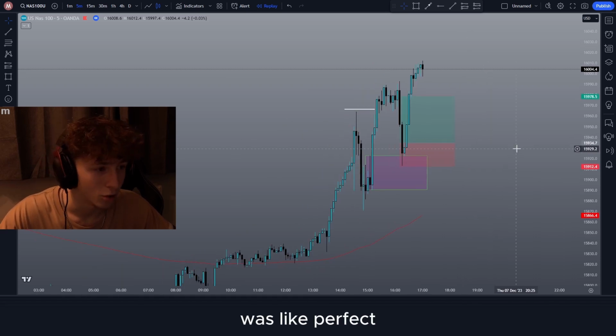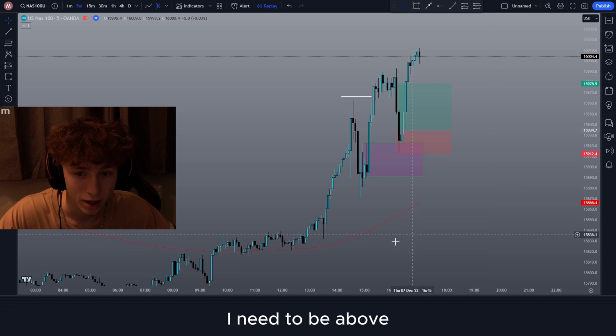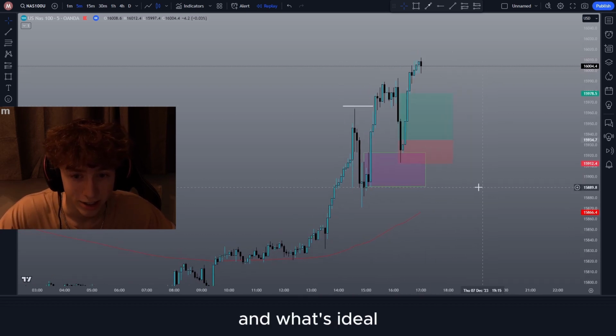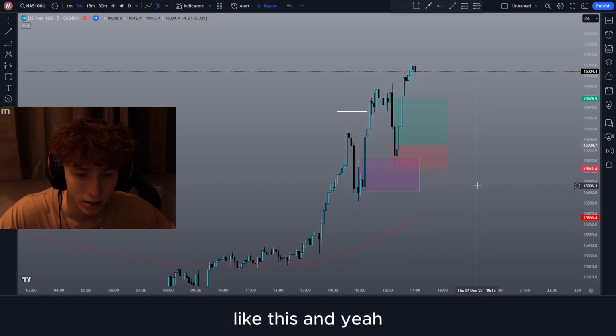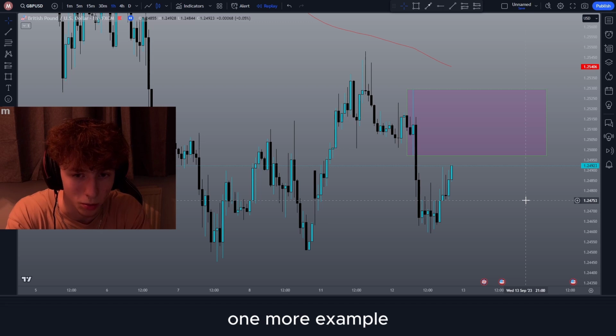The setup before was like perfect. But if I'm taking just a 5-minute setup, I need to be above the 200 EMA. I need a break of structure, and what's ideal is a nice wick rejection like this. And yeah, it's beautiful. Alright, so I feel like I went through those pretty quickly, so I'm going to show one more example. This one, once again, has high time frame confluence.